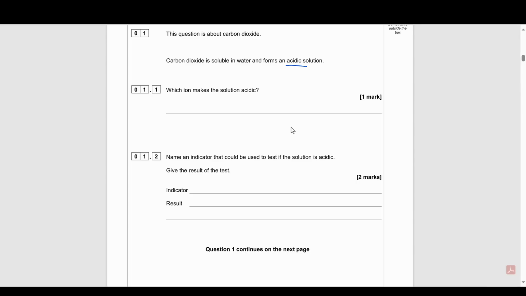Well, let's think about some examples of acids. HCl, hydrochloric acid, HNO3, nitric acid. These both contain hydrogen, which is what makes them similar, and what makes them acids. So the ion that makes the solution acidic is the hydrogen ion. Instead of writing hydrogen ion, though, we could just write the symbol, which would be H+.